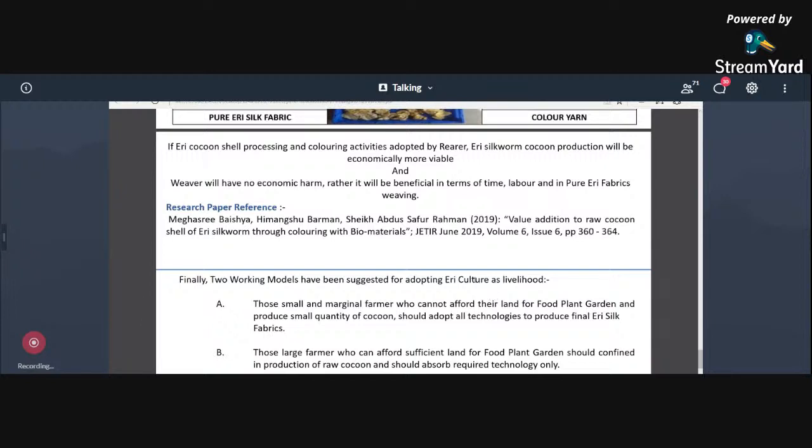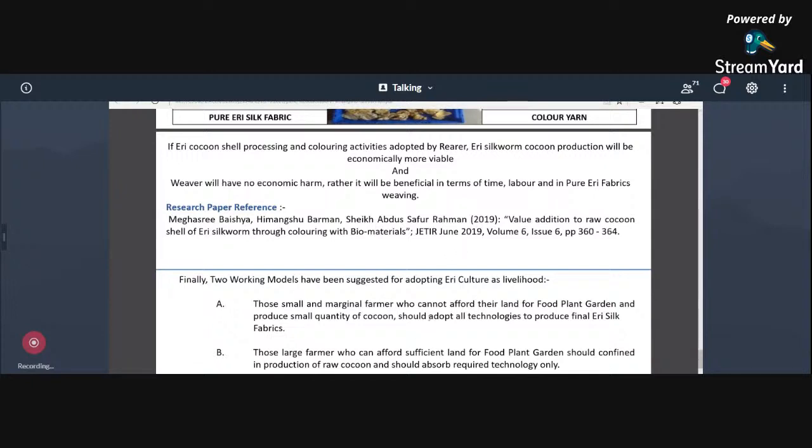One paper has been published in this regard. So finally, I want to suggest developing agriculture under Atmanirbhar Bharat, so that voluntary organizations and other NGOs can adopt these 2 working models, because haphazardly disseminating technology will not help the farmers. Small and marginal farmers cannot afford land for food plant gardening and produce only a small quantity of cocoons. So they should be adopted as final silk fabricators.